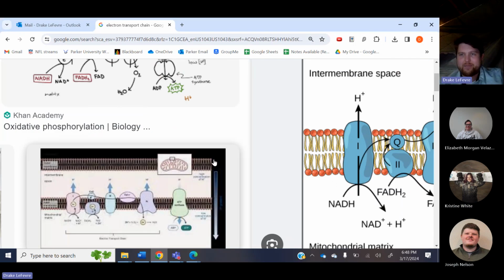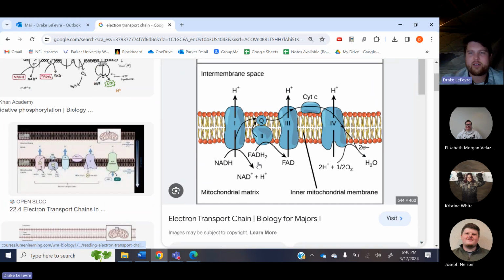Our electron transport chain. So everything flows all the way through, and then at the very, very end, we get converting of everything to H2O.